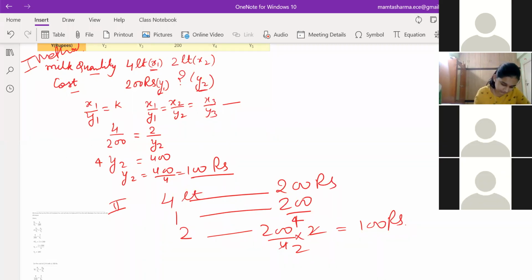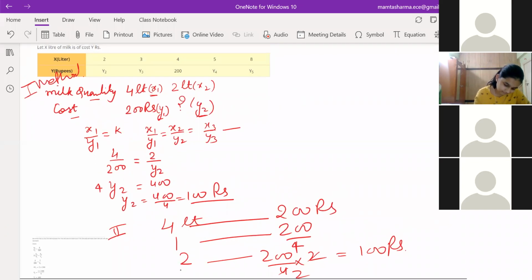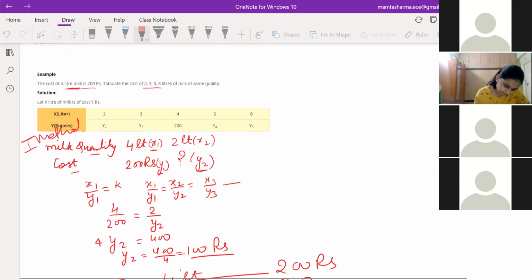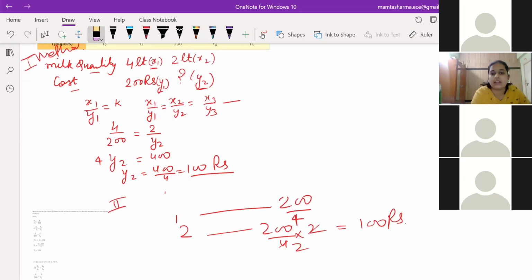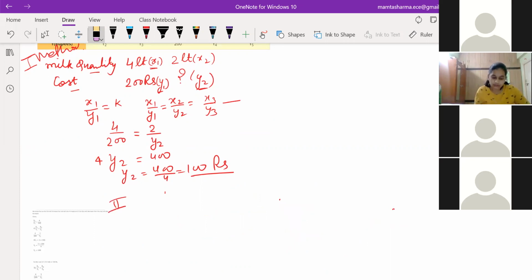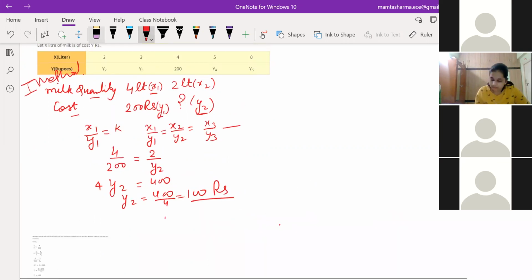Okay, but can you again explain the x1 by y1 method? Yes, I can explain. Wait. This method is not looking easy. Ma'am, for this question it's easy, but if there are more complicated questions, then this will take a long time.